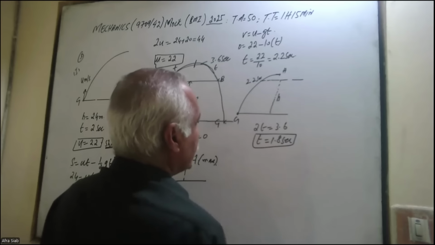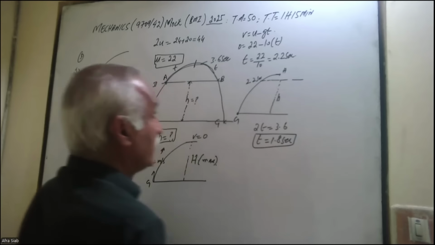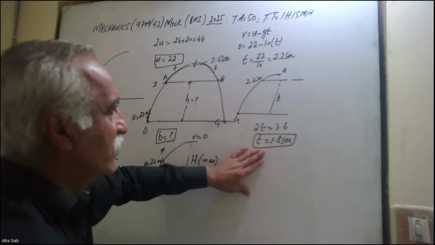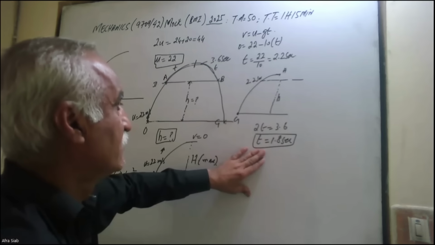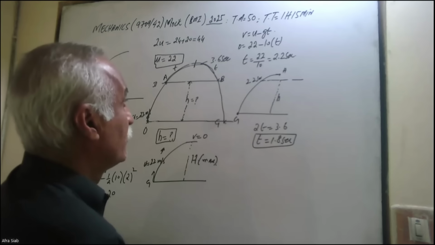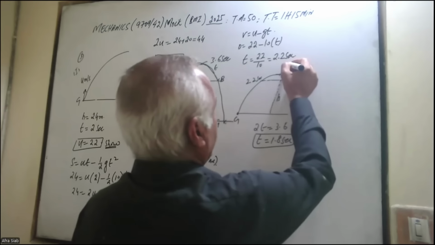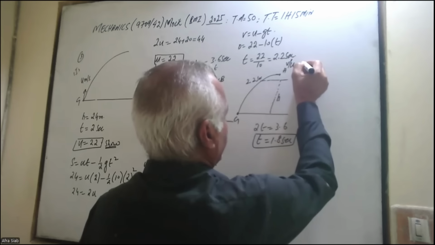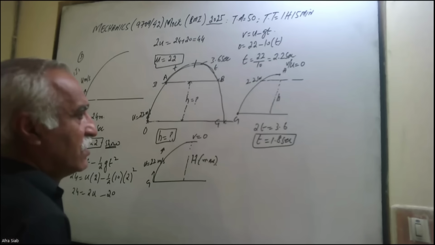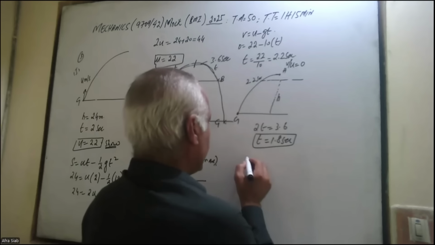That is the time from the highest point to this point B, or from the lowest point to the highest point. So the time there is 1.8 seconds. And now we are going to calculate the height of this object. When it makes a turn, the final velocity will become the initial velocity, and that will become equal to 0. And we can use this equation of motion.